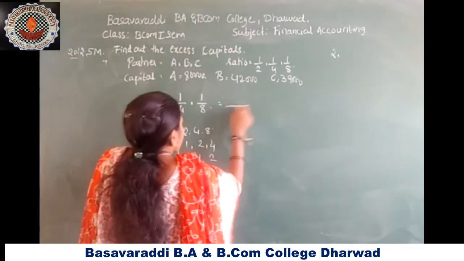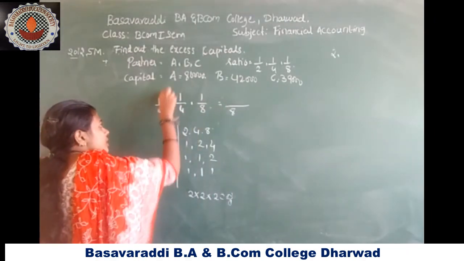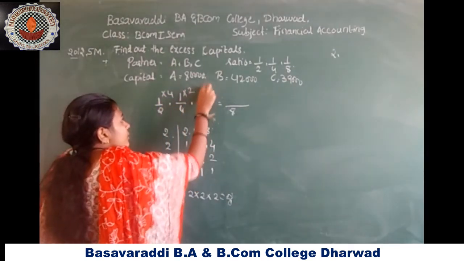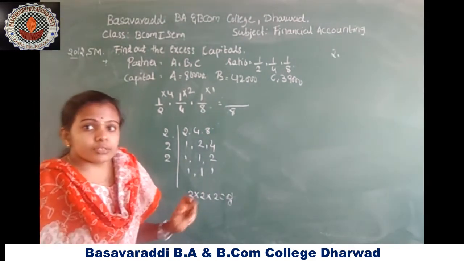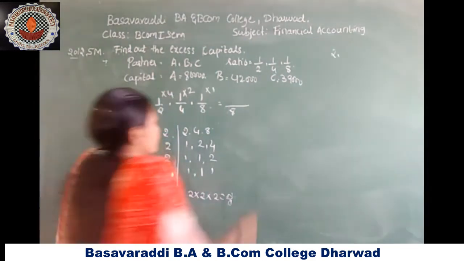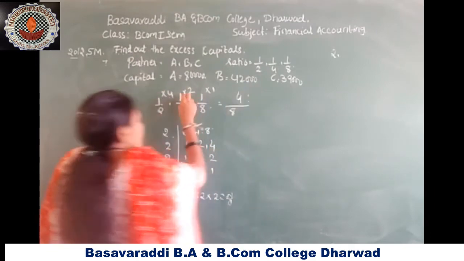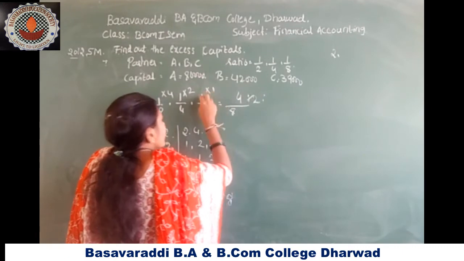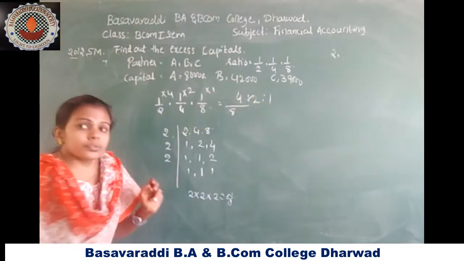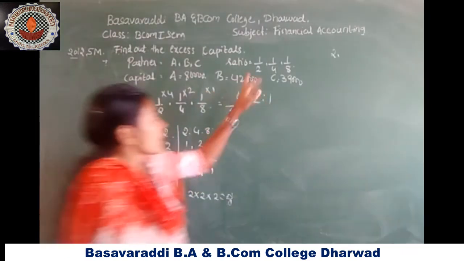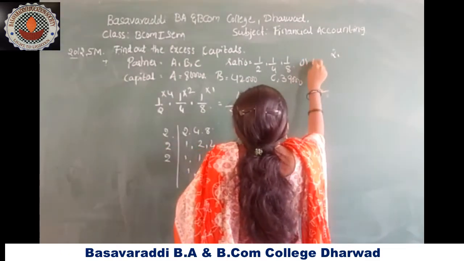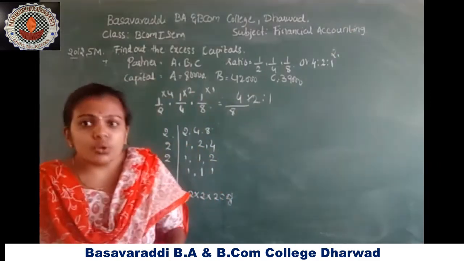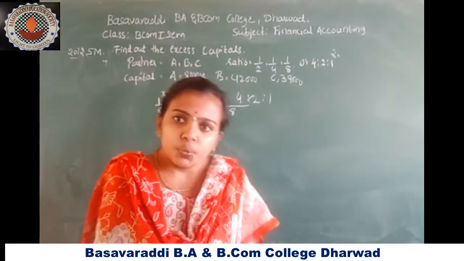8, 2 fours are 8, 4 twos are 8, 8 ones are 8. So 1 into 4 is 4, 1 into 2 is 2, 1 into 1 is 1. The ratio is 4, 2, 1.